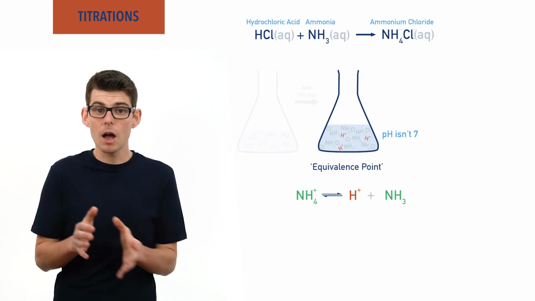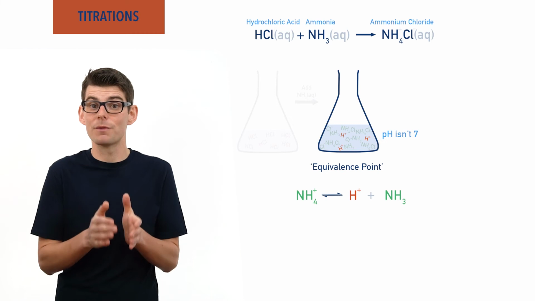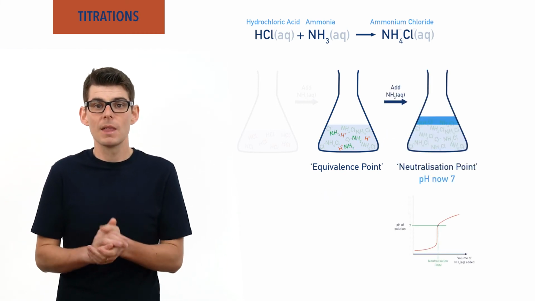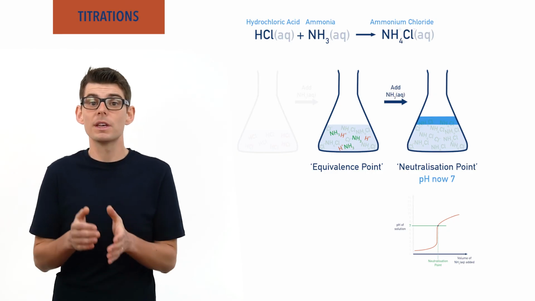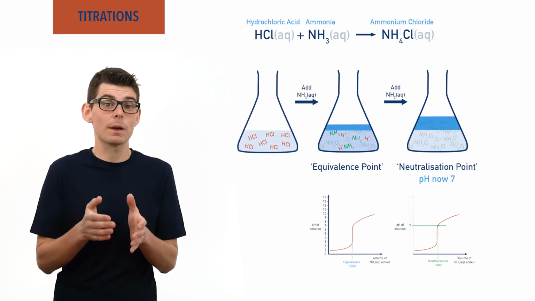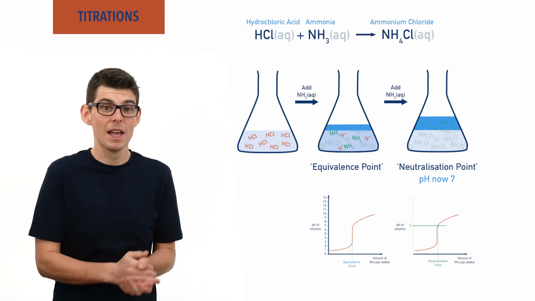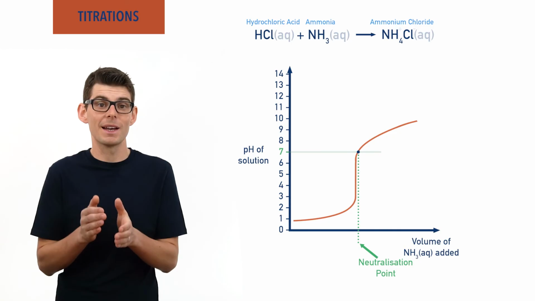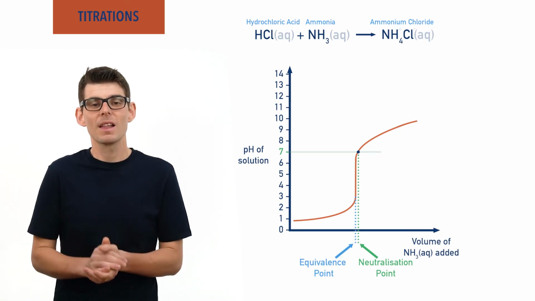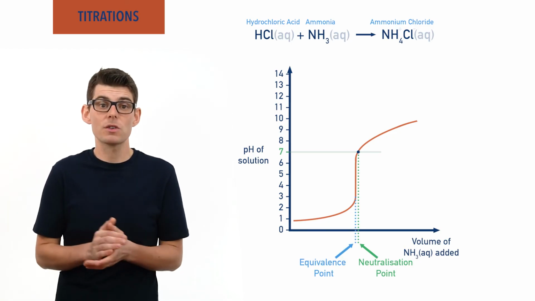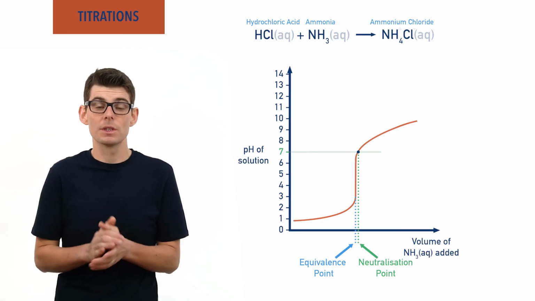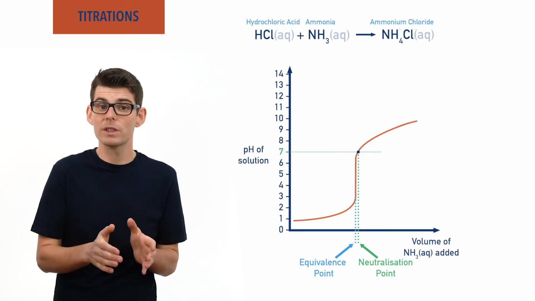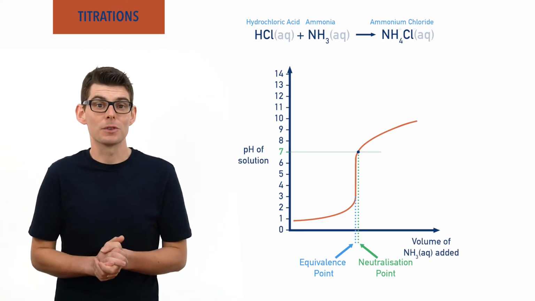To get the solution up to pH 7 and make it perfectly neutral, a little bit more ammonia will need to be added. Now, however, more ammonia has been added than was needed to react with the starting HCl molecules, and this new volume, the neutralization point, isn't the same as the equivalence point. This is why the term neutralization point can be a bit tricky for students, and if possible should be avoided. Try just to refer to equivalence points and endpoints if possible.